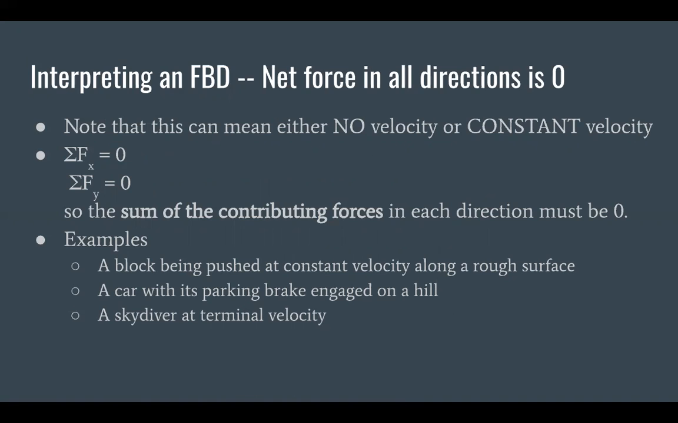So for example, let's say that there's a block being pushed at a constant velocity along a rough surface. Since it's at a constant velocity, we know that the net force in the x direction, since we're pushing it sideways, is going to be 0. It's not going up or down; it's staying in contact with the surface. So the net force in the y direction must also be 0. So if we're looking at the x direction, the pushing force is going to be exactly opposed by the frictional force, and the gravitational force pointing down is going to be exactly opposed by the normal force pushing up.